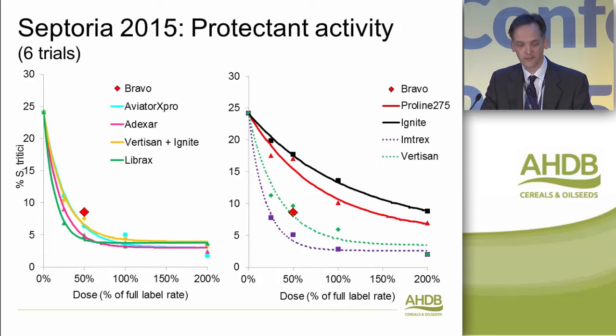We have Bravo in here as a single point. It's the red diamond in these charts. We use it as a litre rate as a guide to just how protectant the situation is, and also to test its activity. And you can see, well, compared to a full dose of azole, that's looking equally as strong, if not stronger, in a protectant situation.